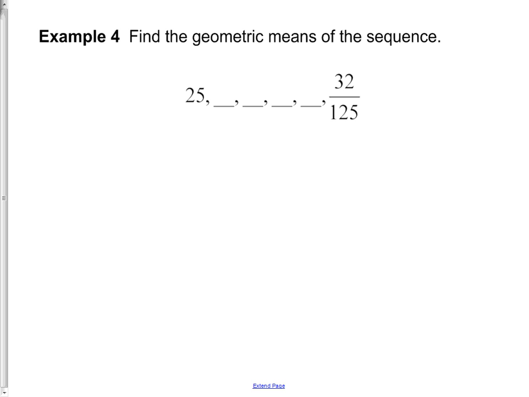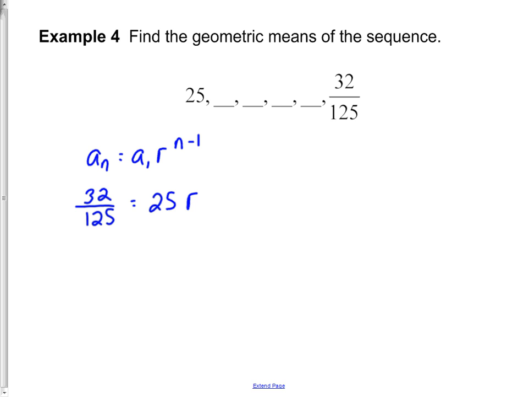So what we want to do is go through and use our formula again. Our formula is a sub n equals a sub 1 r to the n minus 1 power. What we're after this time is the r, that common ratio, because that'll tell me what I need to multiply the previous number by each time. A sub n is 32 over 125, that's the last number of the sequence. A sub 1 was 25, the first number.